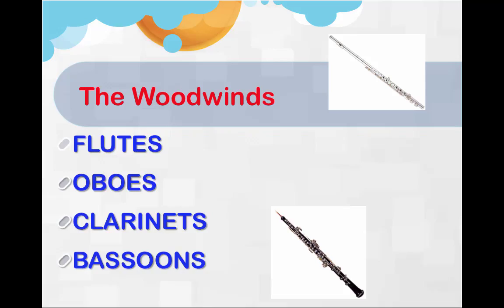The next section is the woodwind instruments. The woodwinds are called as such because all of the instruments in this section, once upon a time, were made out of wood. And these instruments make sound by blowing air through the tube. So you have a flute, which is pictured at the top right of the screen. You have an oboe pictured at the bottom right of the screen. Also, clarinets and bassoons. Again, check your textbook, page 21, for the diagrams and drawings of these instruments. These are the woodwinds.